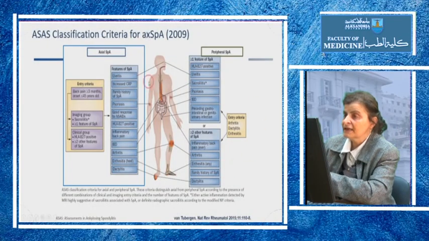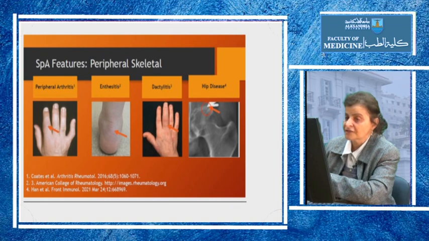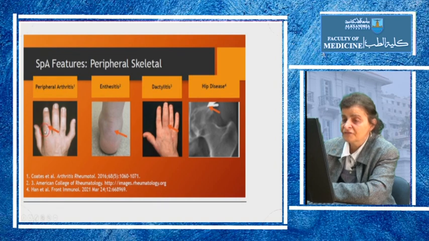So this is the classification: axial SpA and how we include our patients, and the peripheral SpA and how we include our patients. Here we have this entry criteria, in which case we will have to choose between the SpA features. And in this way, what is the aim of the new classification criteria? That we include more patients and we pick up more patients. And here are just pictures showing you the peripheral arthritis of the small joints, the enthesitis of the heel, the dactylitis that we may see, and the peripheral affection of the joints, in which case here we have hip disease.